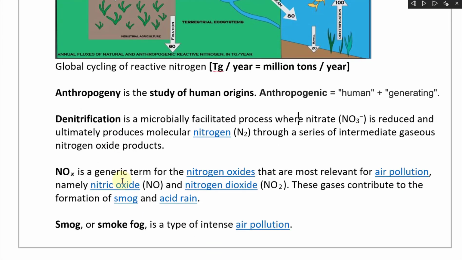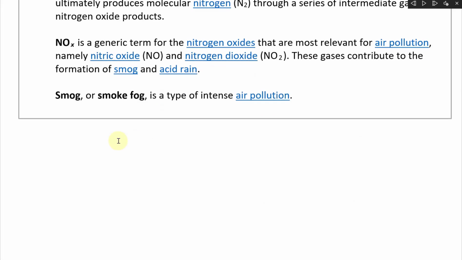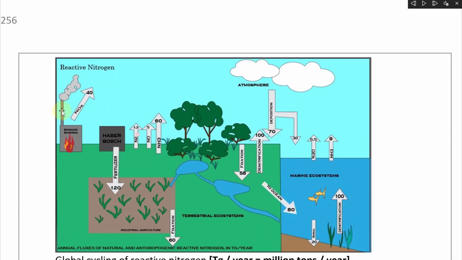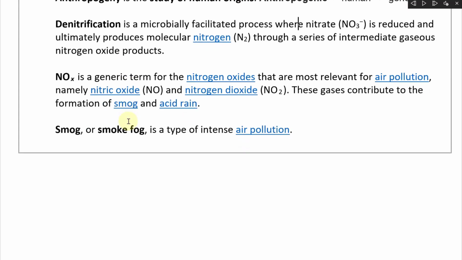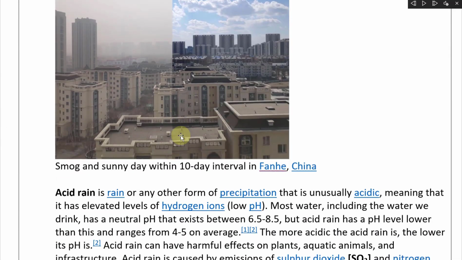NOx is a generic term for the nitrogen oxides that are most relevant for air pollution, namely nitric oxide, again just nitrogen plus oxygen, NO, and nitrogen dioxide, or NO2. These gases contribute to the formation of smog and acid rain. Smog, or smog fog, is a type of intense air pollution. So yes, you can have reactive nitrogen going up and forming acid rain and so on.